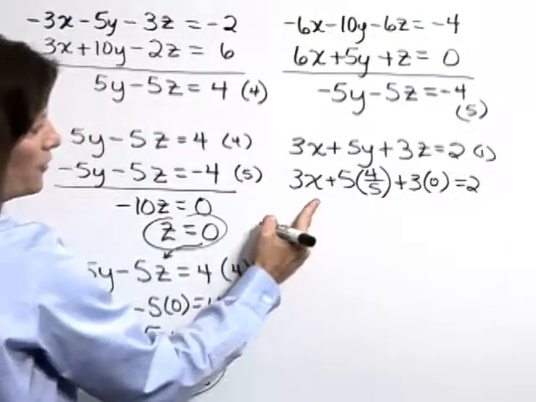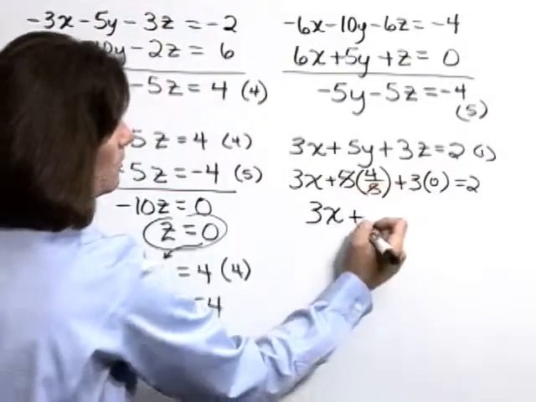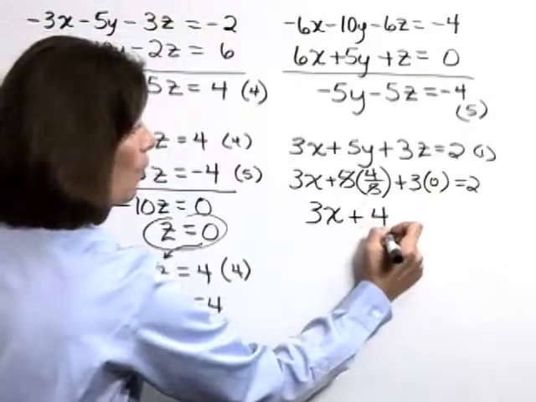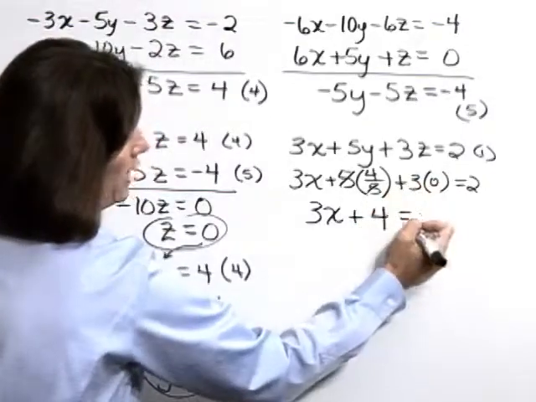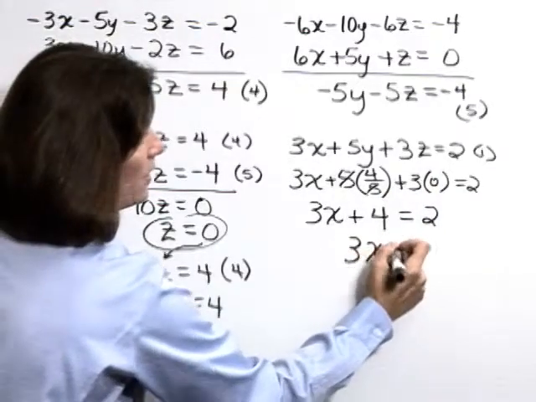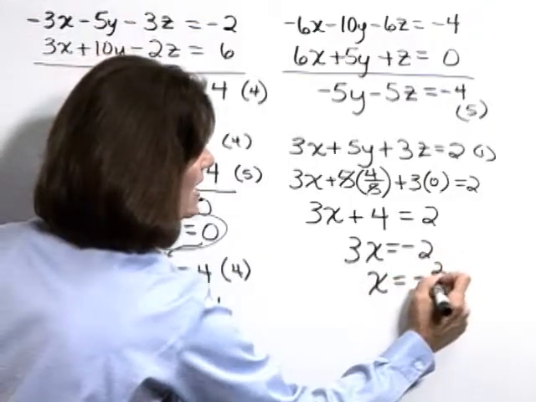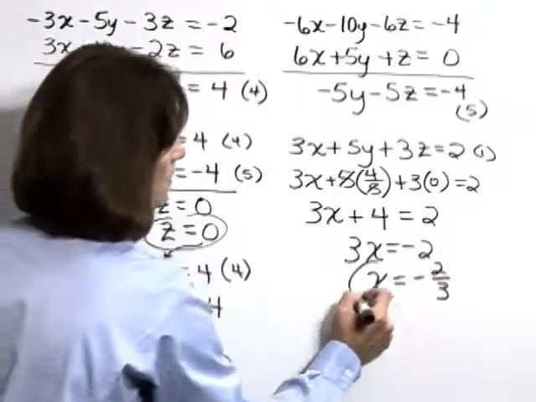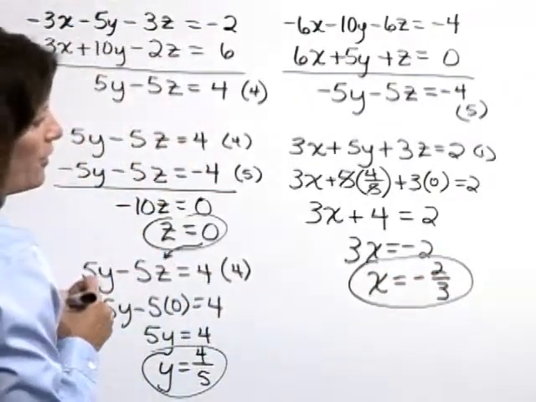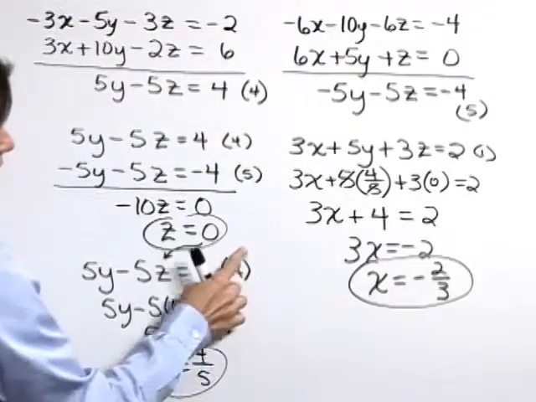Now let's take this equation and solve for x. So 3x plus 4. This term cancels. That's equal to 2. 3x then is equal to -2, or x is equal to -2/3. So we've solved for our three variables. We believe that x is negative 2/3, y is 4/5, and z is 0.